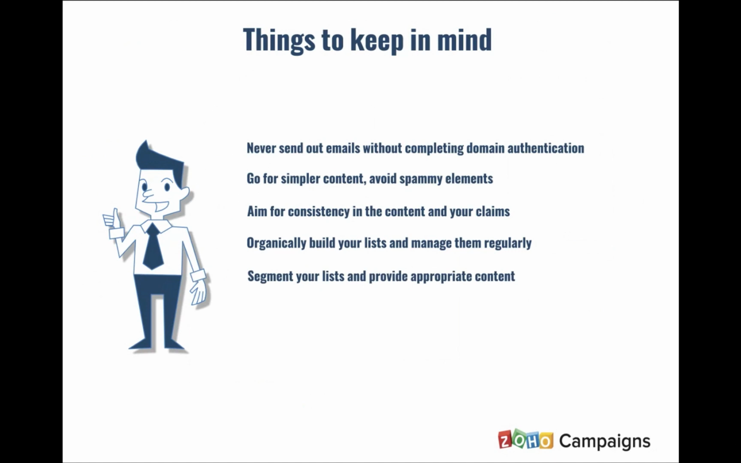You need to segment your lists properly, because with segmentation only you can provide accurate content. You can provide content at the right time. You will get to know their tastes and preferences: when they want the emails, what kind of content they want, and in accordance with that you can segment your lists. You can also segment your lists based on the interactivity shown by the contacts, based on their past engagements, and make sure that you send out accurate content at the right time.